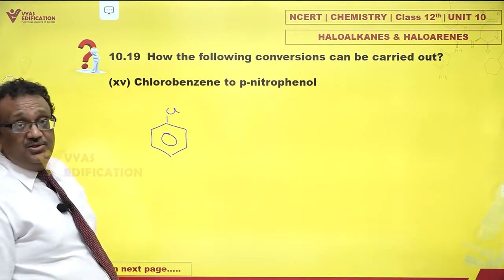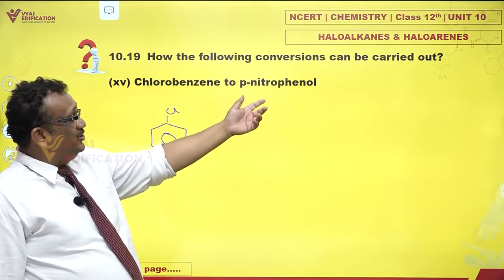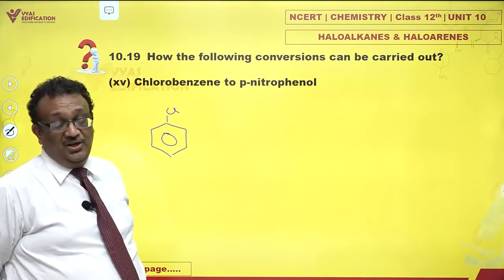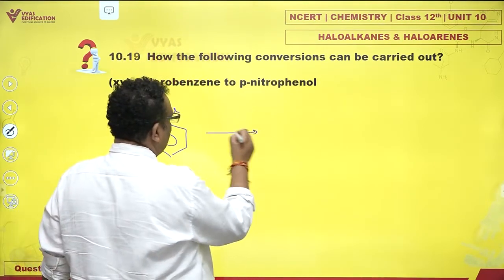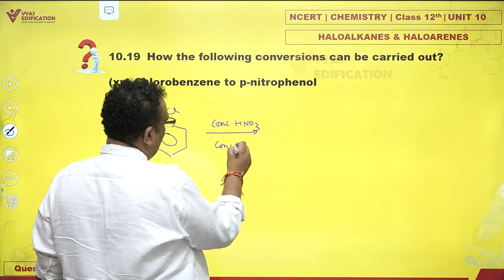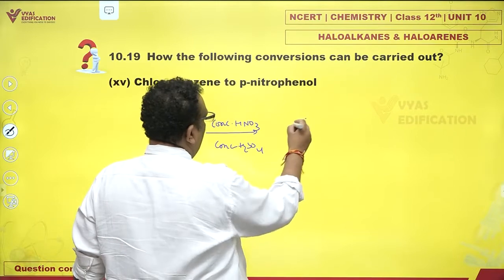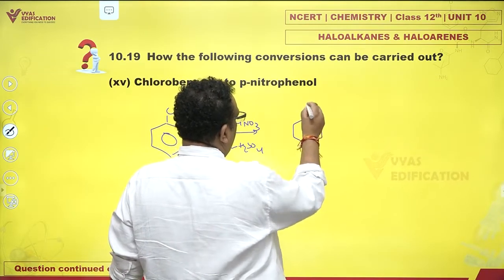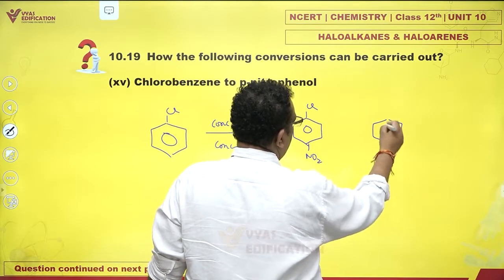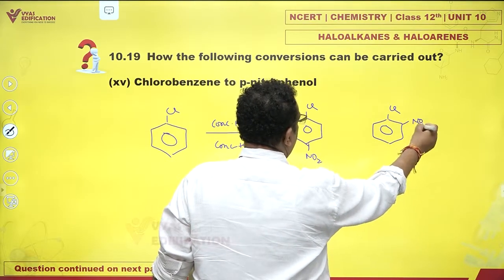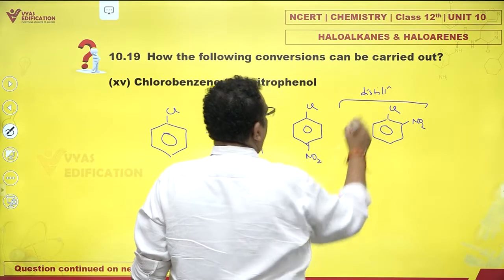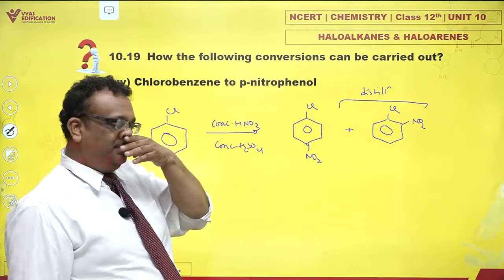Chlorobenzene, right? Now we have nitro and phenol. Let us first try for the nitro business. Yeah. Let's do nitration first. Conc HNO3, Conc H2SO4. I would get o-ClNO2 and I will also get p-ClNO2, which we separate by distillation.